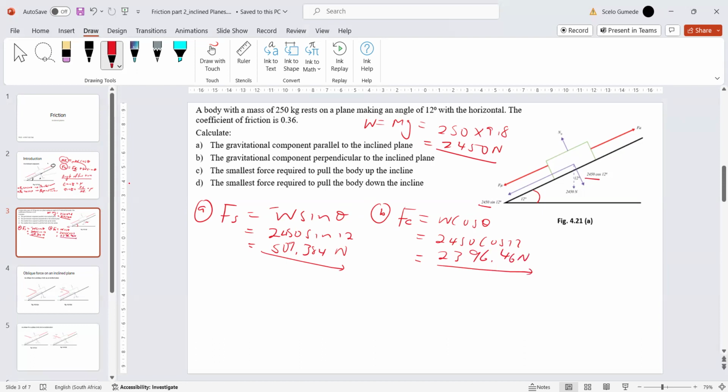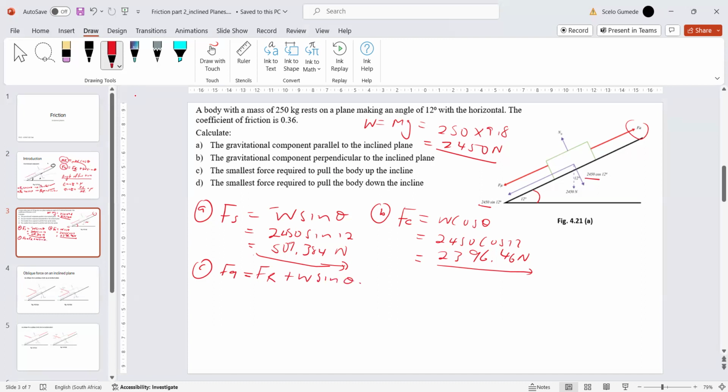Now, they say calculate C, the smallest force required to pull this object up. So already our diagram is drawn with FA pulling the object up, which means we can simply use the diagram as given. FA is equal to, remember, forces going up are equal to the forces going down. So these forces going up are equal to the frictional force plus W sine theta. Okay, we are looking for FA.